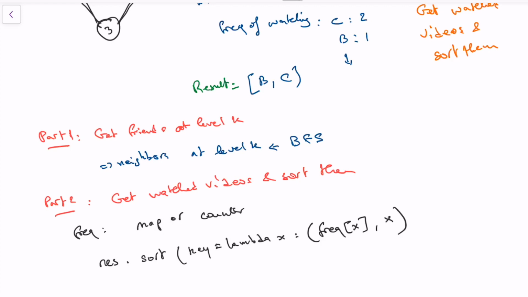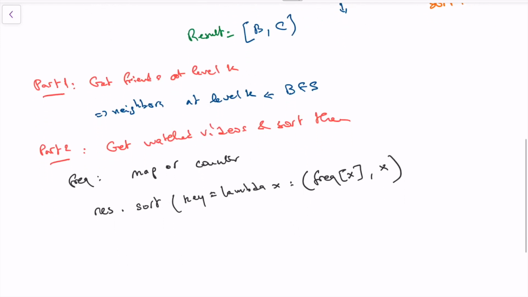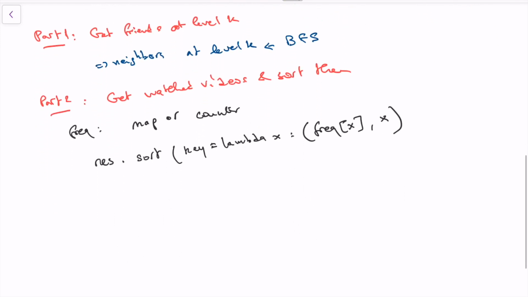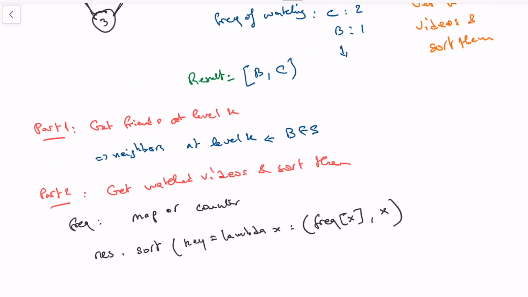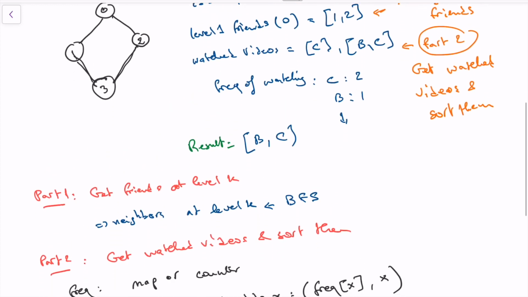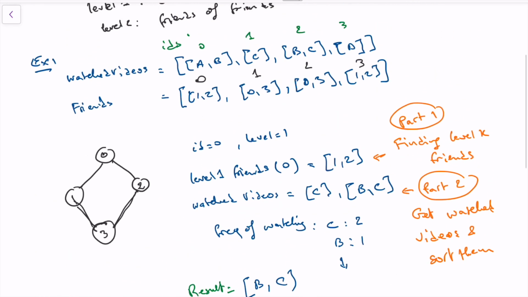Okay, so now let's just code this up and see what it would look like. So essentially the idea is this: BFS to get the friends at the level K, and then once we do that, we will just build the map with the counts and then sort using that count, right? Okay, so now let's just code this up and see how it works.